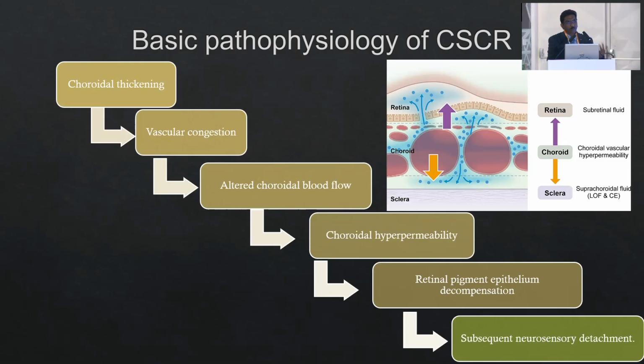So now again, we have to go back to the pathophysiology. This is the basic pathophysiology that we are all very much aware of in chronic CSR, wherein there is a choroidal thickening, vascular congestion, altered blood flow, and choroidal hyperpermeability. Now, this is what, as a basic, we started.